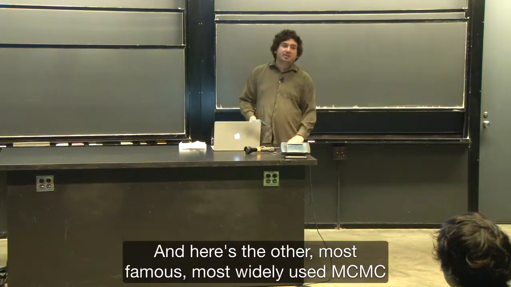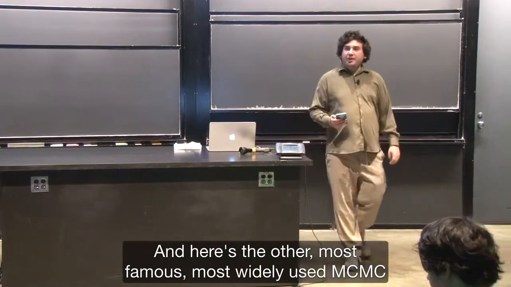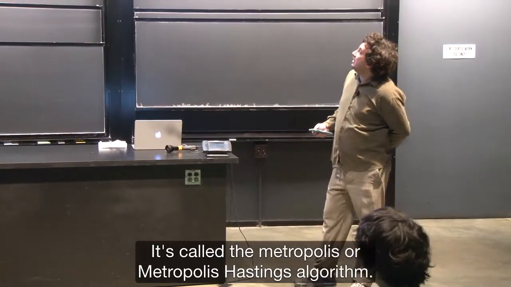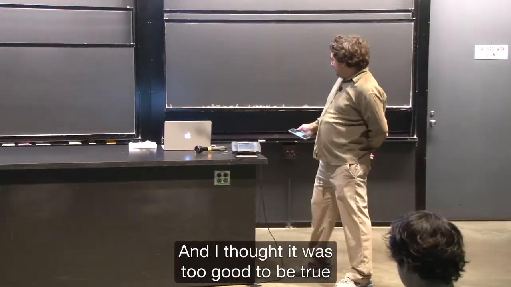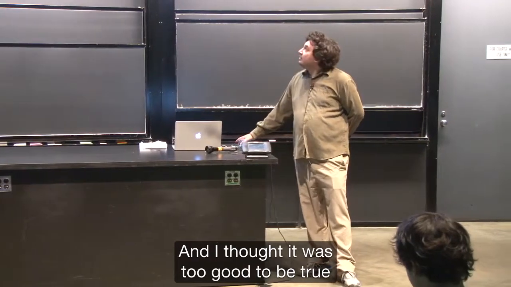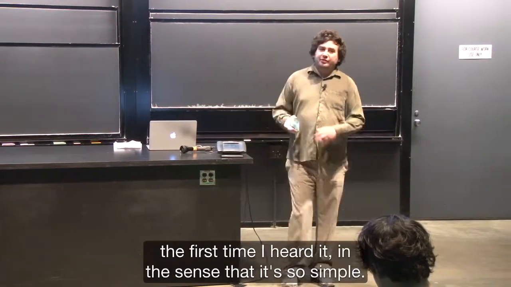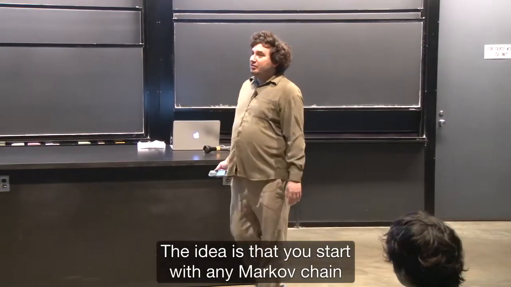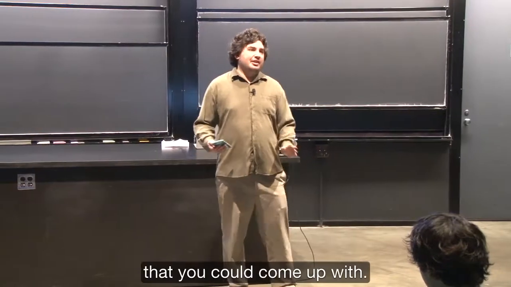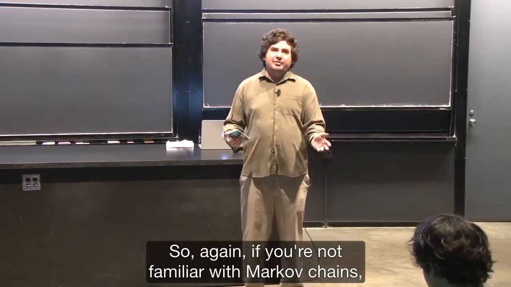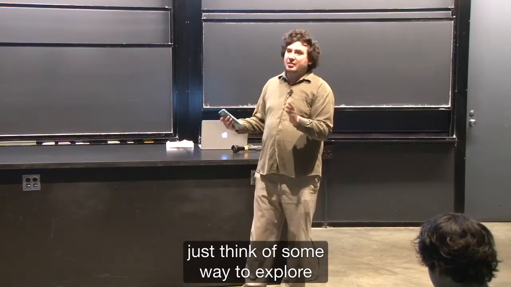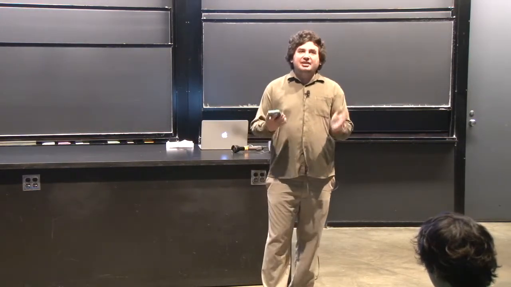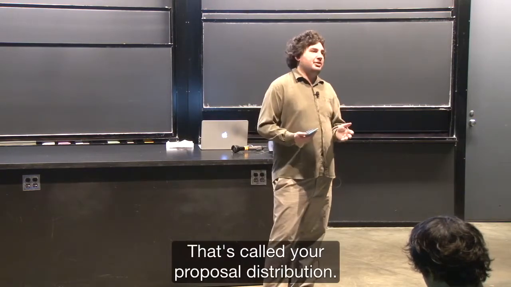Okay, and here's the other most famous, most widely used MCMC method. It's called the Metropolis or Metropolis-Hastings algorithm. And I thought it was too good to be true the first time I heard it, in the sense that it's so simple. The idea is that you start with any Markov chain that you could come up with. So again, if you're not familiar with Markov chains, just think of some way to explore the space, some random walk through the space. That's called your proposal distribution.